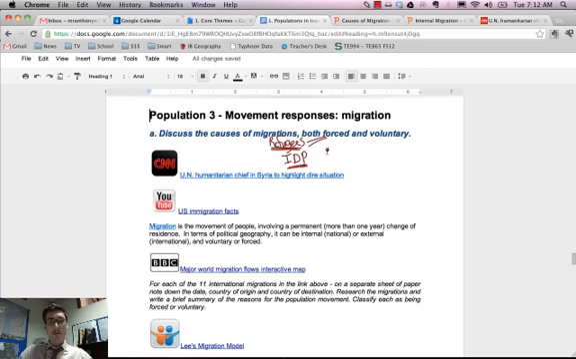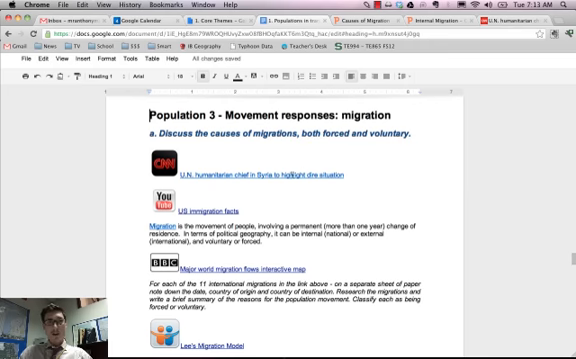main forced migrations. IDPs would be like the people in Binyan who just recently had to move from their homes to shelters because of the flooding, and so they were internally displaced people. Main causes of voluntary migration are the two E's: economics, so money, and education. And basically that's it for this subtopic here in the population migration unit.